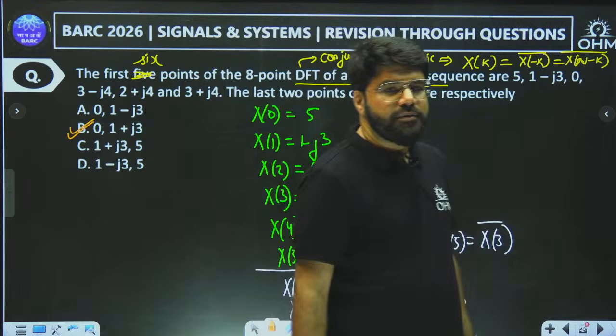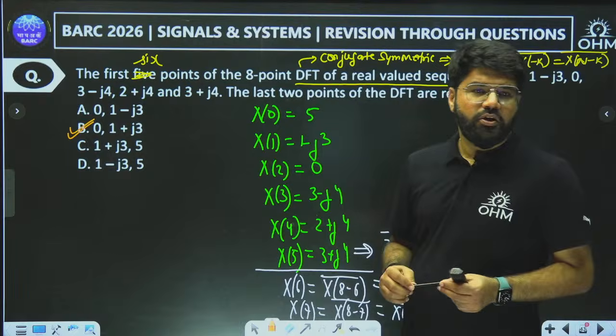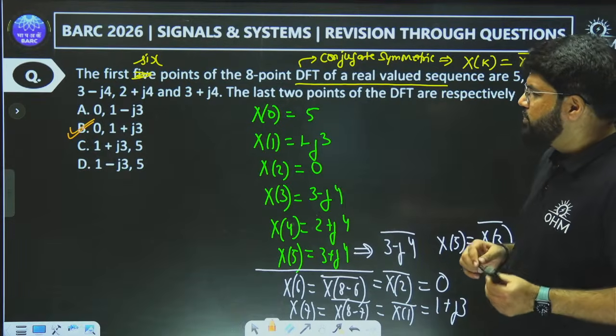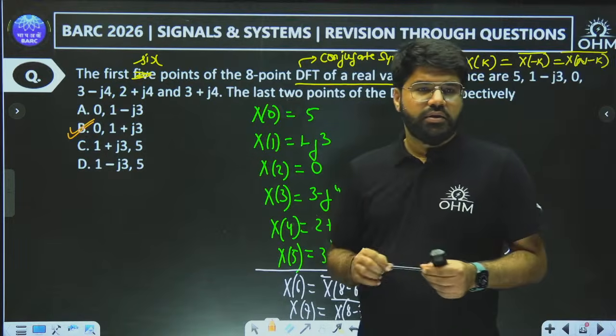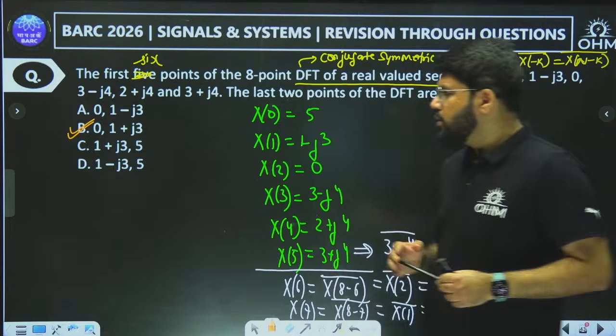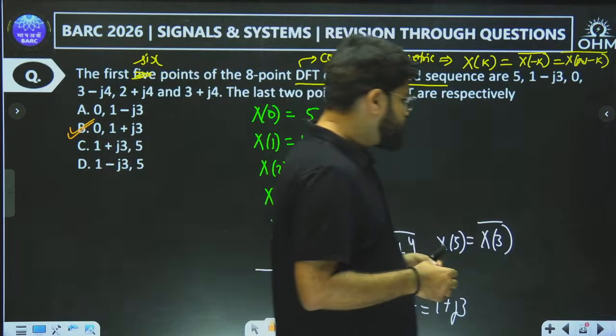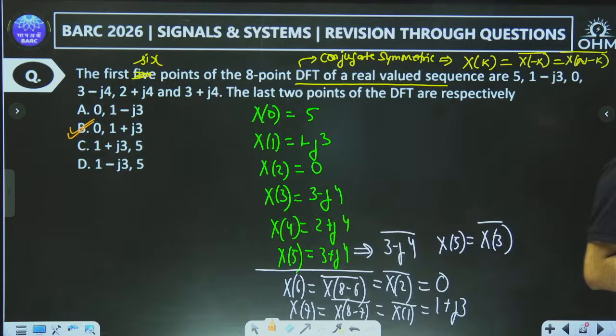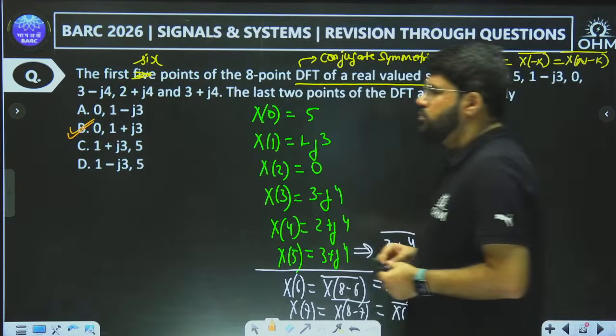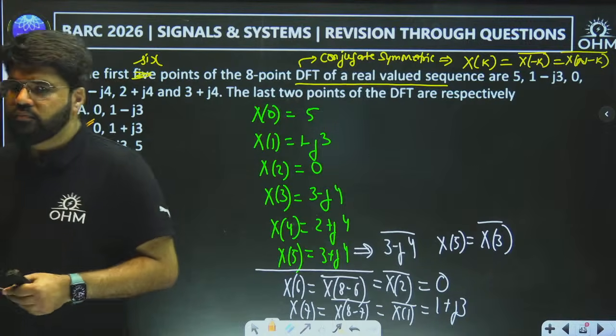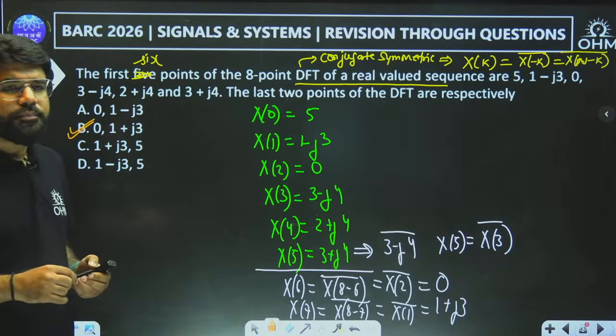Option B. Correct answer, Mehek. Option number B, 0 and 1 plus j3. Recheck it, Govind. It has to be option B. 0 and 1 plus j3. Okay. Next question.